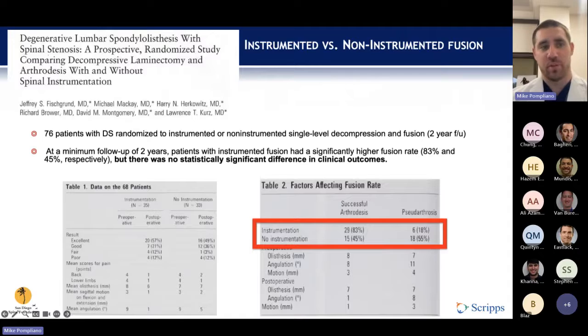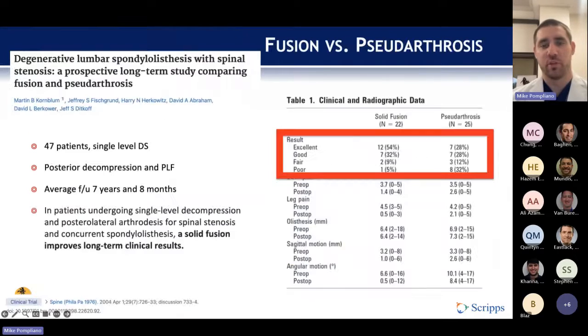Instrumented versus non-instrumented fusion. This is 76 patients evaluated by Fischgrund, randomized to instrumented or non-instrumented single level fusion with 2-year follow-up. At a minimum follow-up of 2 years, instrumented fusion had a significantly higher fusion rate, but there was no significant difference in outcomes. Again, consistent with the last study. It is important to note that both of these have shorter follow-up, at 3 and 2 years.